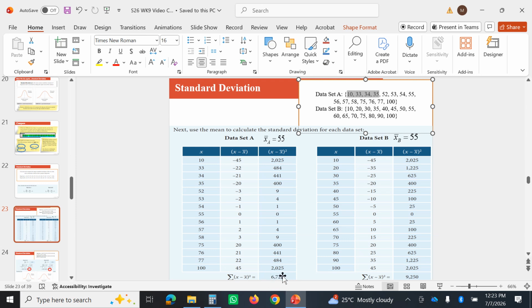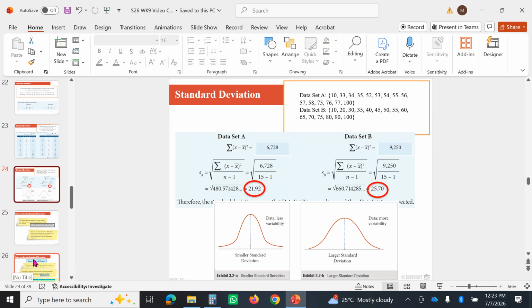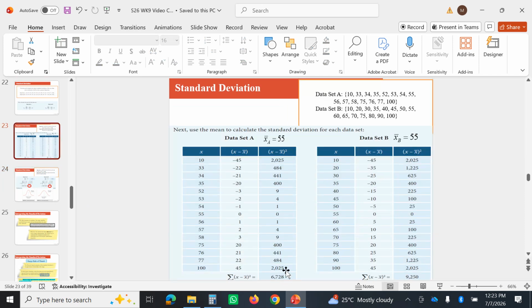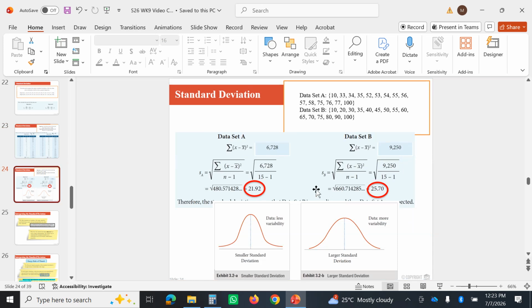This number here is a lot smaller than this number. Interesting. So let's keep going. You remember that number there, 6728? We just found that, right? 6728, 9250, right? You take that number there, carry it on. So there is your sum. Okay, there's your 9250. Now you've got to figure out the variance.